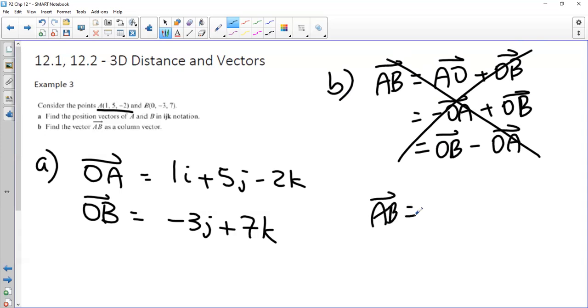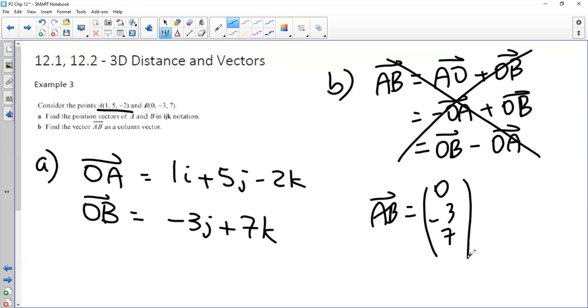Now, what you can't write on paper is this, because that's technically not correct. If you do want to write it out, you have to put OB minus OA. So what you can do is just do it in one step. AB is the same as B minus A. B is 0, minus 3, 7.